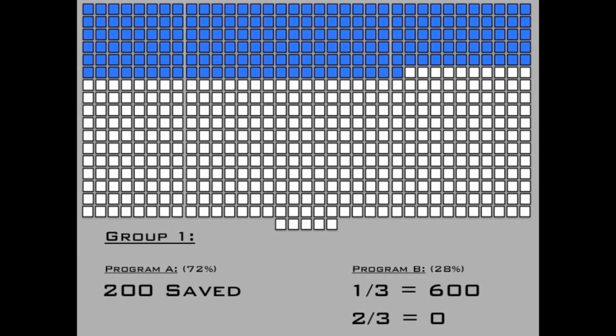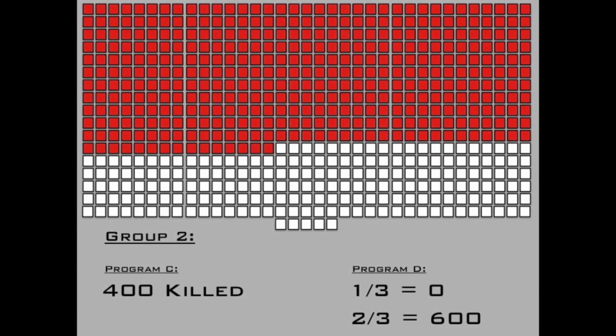600 lives. Now, for Problem 2, they took the rest of the students and gave them two programs to choose from as well. If Program C is adopted, 400 people will die. If Program D is adopted, there's a 1/3 probability that nobody will die, and a 2/3 probability that 600 people will die. Surprisingly enough, 78% of the students chose Program D, the risk-taking choice, because certain death of 400 people is less acceptable than the 2 in 3 chance that 600 people will die.